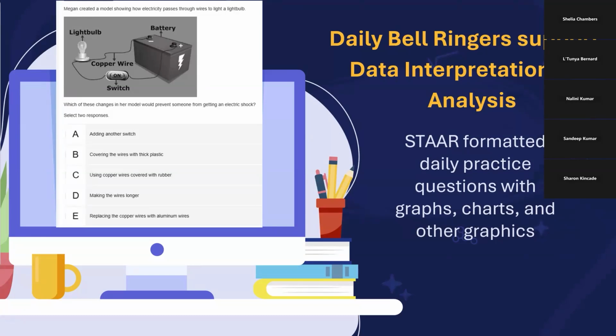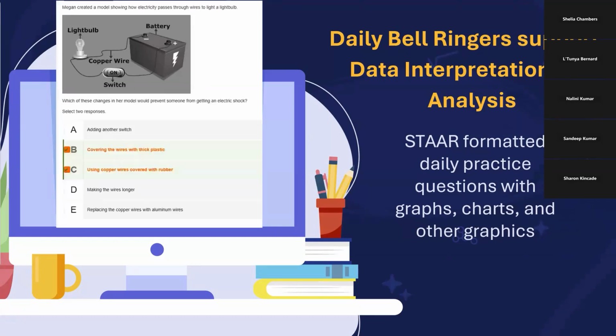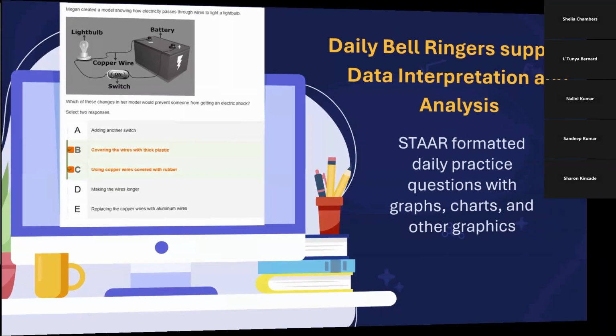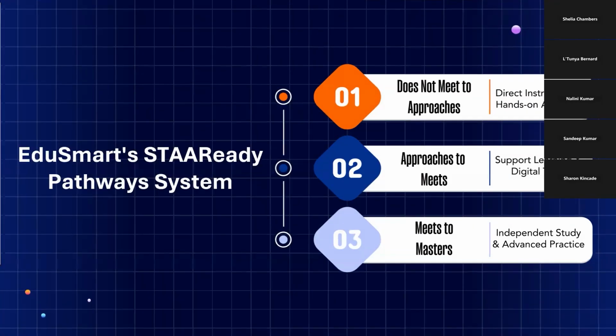So we have a bell ringer. We have kids for the first couple of minutes going in and answering the question on their own. And then we present the answers. We discuss it. We have a great conversation, making sure students understand the right answer and they understand how we got there. All right. So now that we've done our daily bell ringer, let's look at the pathways.